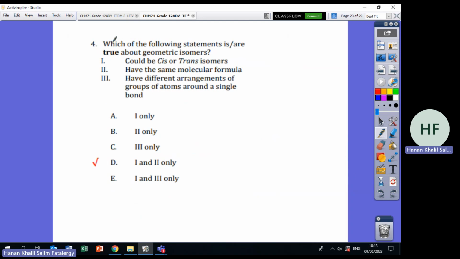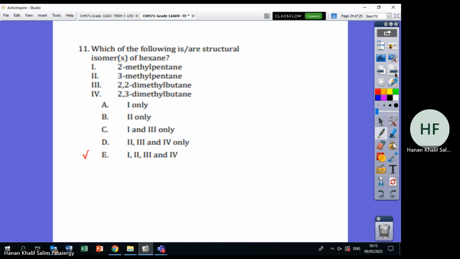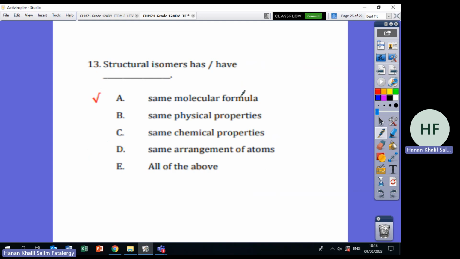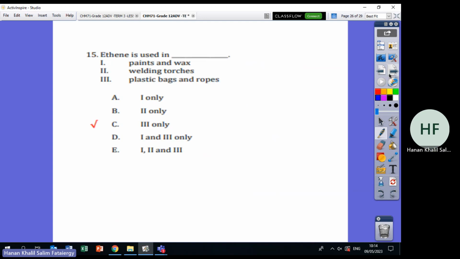Okay. Which of the following statements is true about geometric isomers? They could be cis or trans. Correct. They have the same molecular formula. Correct. They have different arrangements around a single bond. Wrong of course, because it is around a double bond. Which of the following are structural isomers of hexane? Same as what we did before. Try to draw and see the molecular formula, and the compounds that have the same molecular formula will be isomers of each other. Structural isomers have the same molecular formula. Of course we agreed they have different physical properties, different chemical properties, different arrangements of atoms.